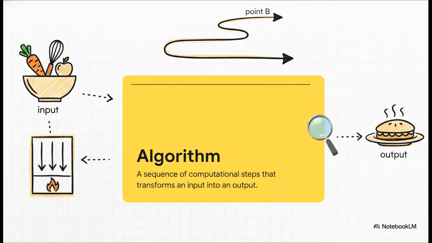At its core, it's actually way simpler than you might think. An algorithm is just a set of rules, a sequence of steps to solve a problem. The best way to think about it is like a recipe, right? The ingredients, that's your input. The instructions for cooking, that's the process. That's the algorithm itself. And the final delicious meal, that's your output. It's just the instruction manual for getting from point A to point B.